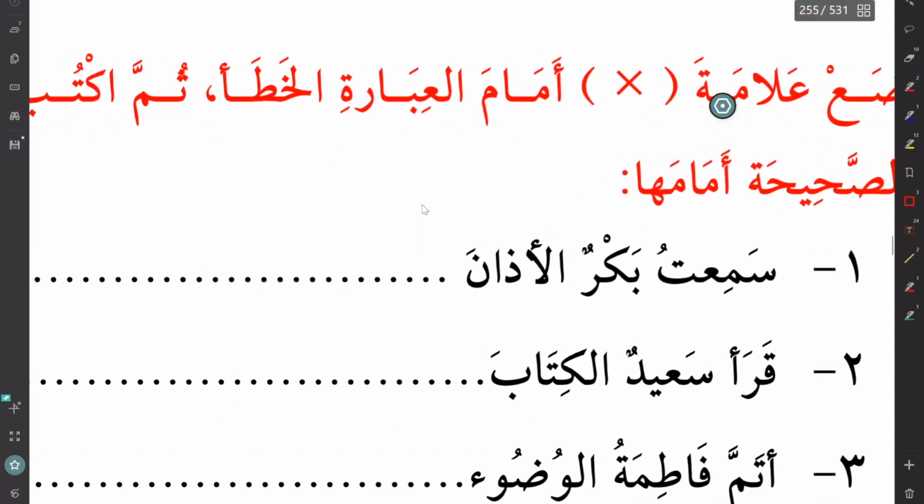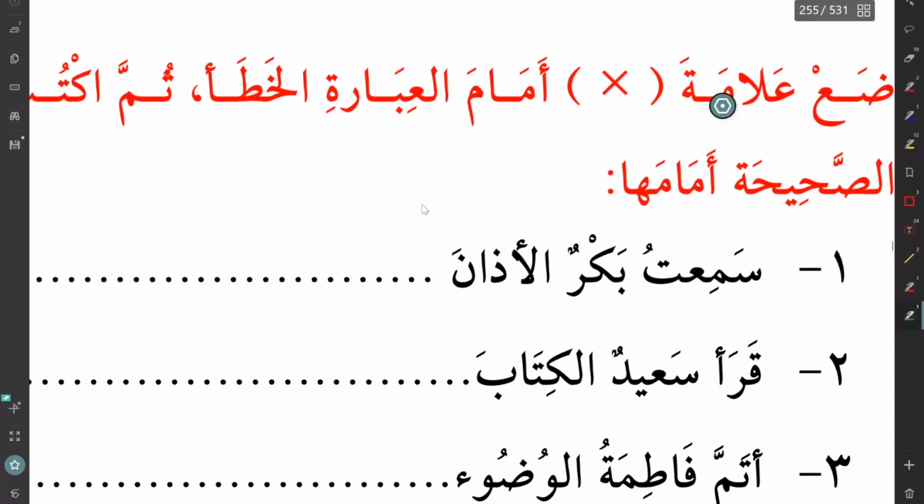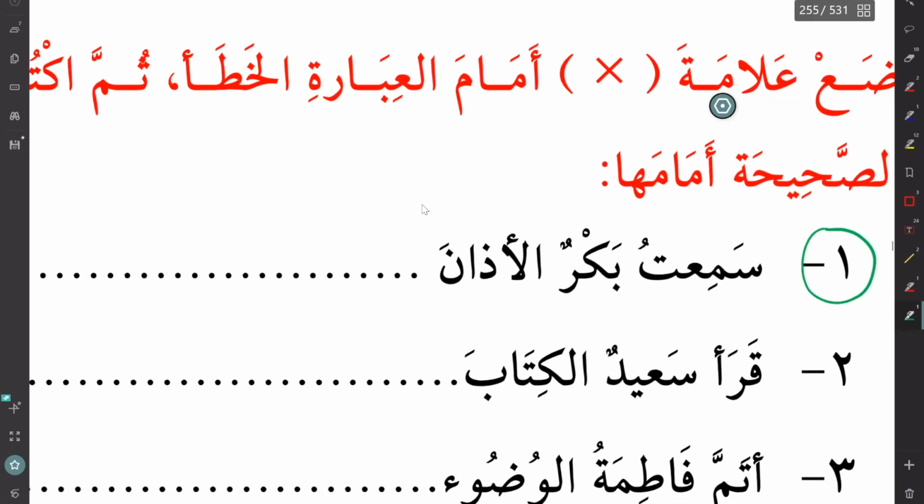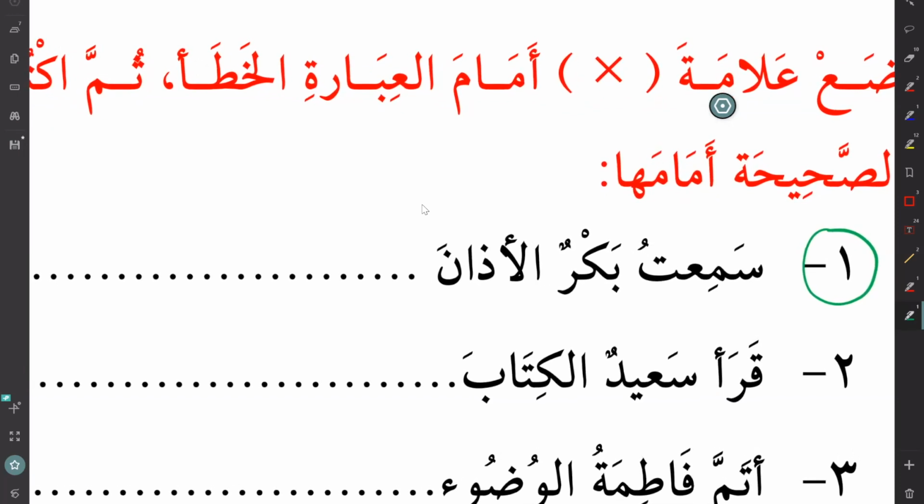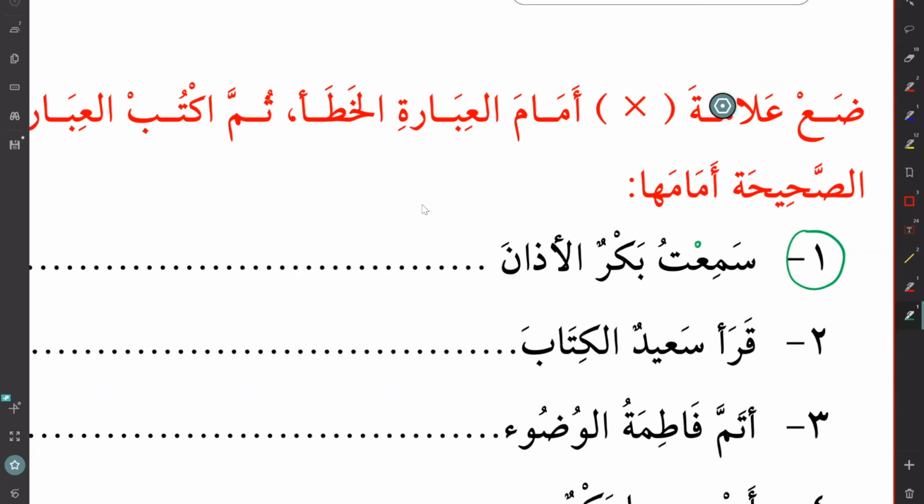So the first one, what does it say? It says سمعت بكر الأذان. Is there any mistake in this? So basically, I think you just pay attention to the verbs and the subject, whether the verb is agreeing with the subject or not. So you have to find the verb and the doer, the subject of the verb, and then you match.